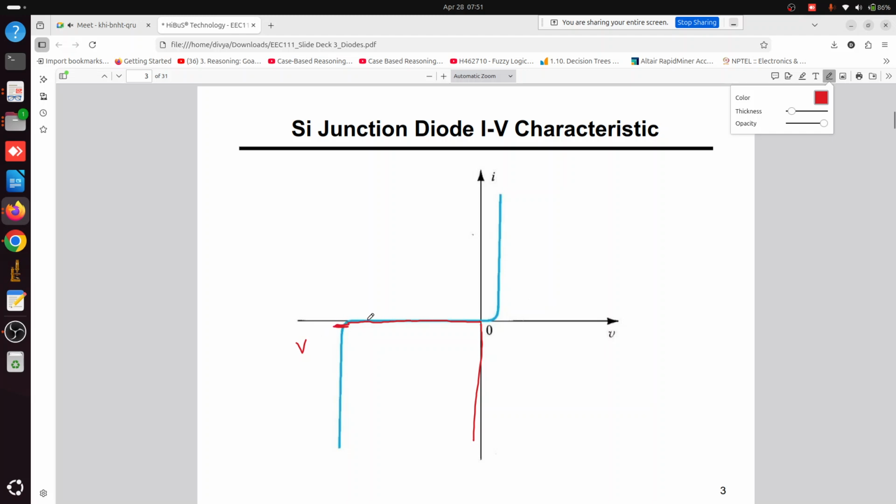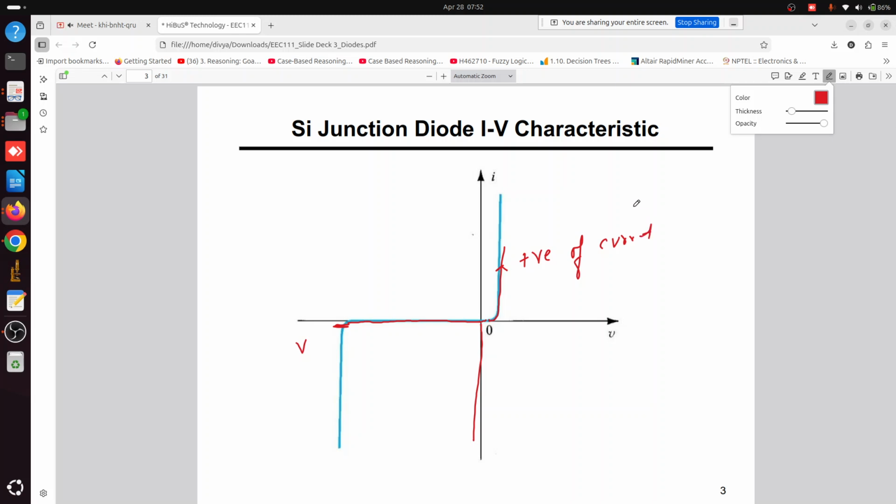But for this one, what is happening? When voltage increases, current is increasing tremendously. So that means this is positive current. Here you have a positive value of current. That's why we say this diode is non-linear.